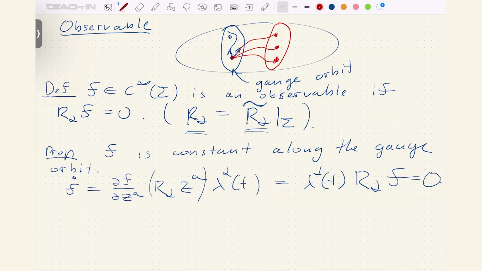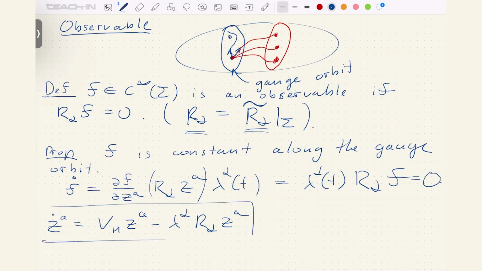So let me make it more precise. Our evolution is z dot a equal to this: the Hamiltonian term minus lambda alpha R alpha z a. This is our evolution. It's already written assuming that z a are now coordinates on sigma only, because the dynamics outside sigma is irrelevant.